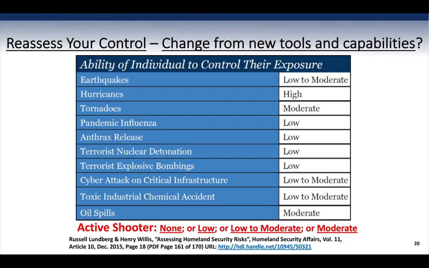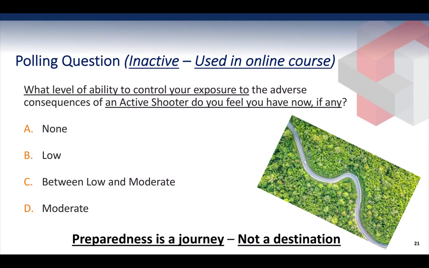So now, as part 7 of this training concludes, we want to ask you for the third and final time to do your self-assessment and update your benchmark as to what you feel your ability as an individual is to control your exposure to an active shooter event. Is it none? Is it low, between low and moderate, or moderate?